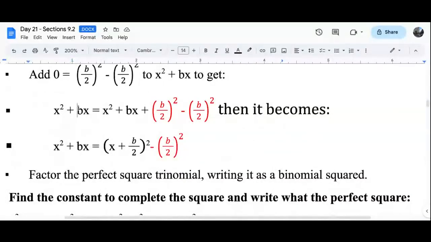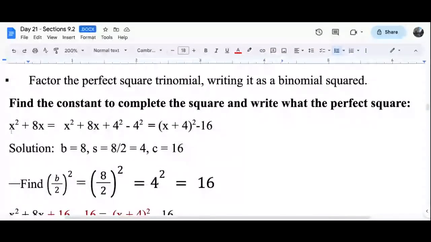So basically, we take the number before x, we divide by 2, then we add the number squared, subtract the number squared. So this is the process. So then x squared plus bx becomes (x plus b divided by 2) squared minus (b divided by 2) squared. Because we add b divided by 2 squared here, we have to subtract it.